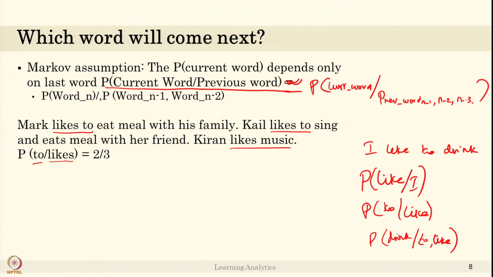"Likes to" occurs 2 times compared to a total of 3. So 2 by 3, the probability is 0.66, very simple, right? So what happens now is, when you type the word "likes", it automatically suggests the word "to". That is a very basic form of predicting what word comes next. Hope you understand this.